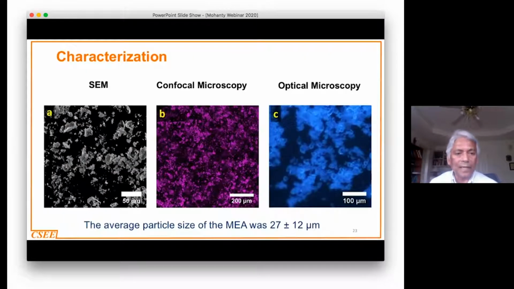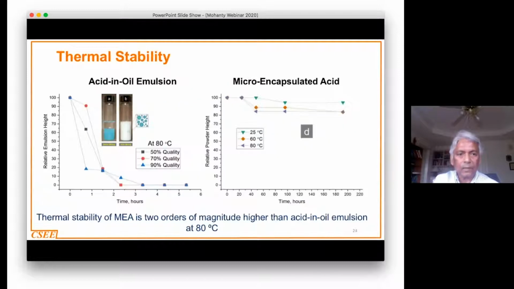So this is what they look like. They are about 27 microns. We have looked at them under SEM and in microscopy, and these are particles about 20 to 40 microns, and they can really go into these small fractures during the fracturing process. And these things are pretty thermal stable.